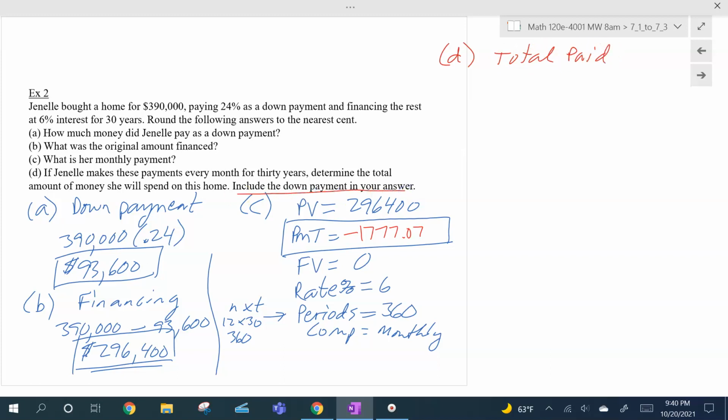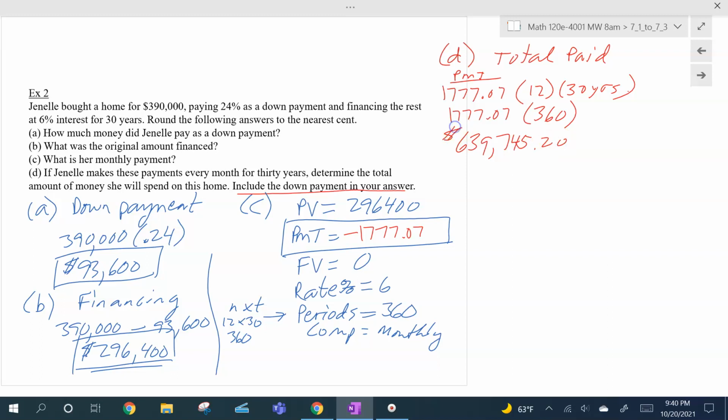First of all, she's making a payment of 1777.07, and she's doing that 12 times a year for 30 years, right? So 360 times. So 1777.07 times 360, and so that's 639,745.2.